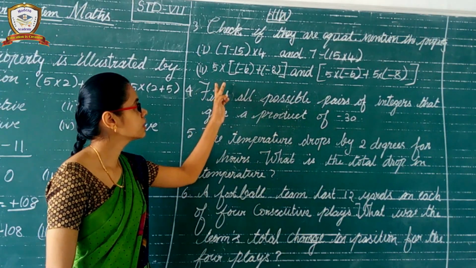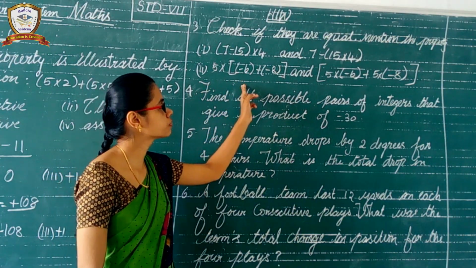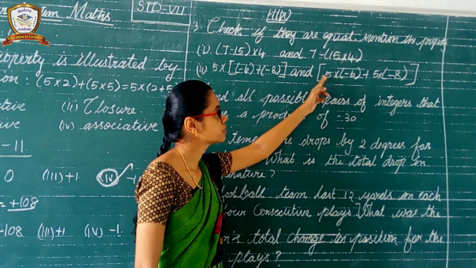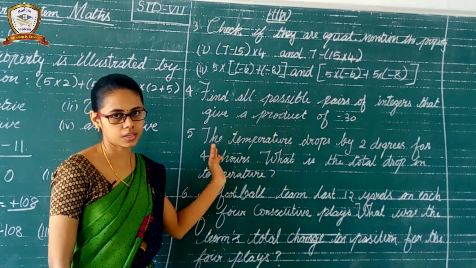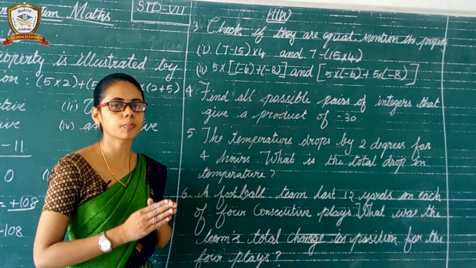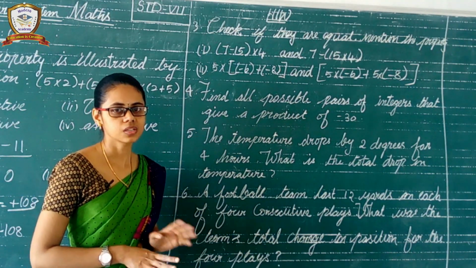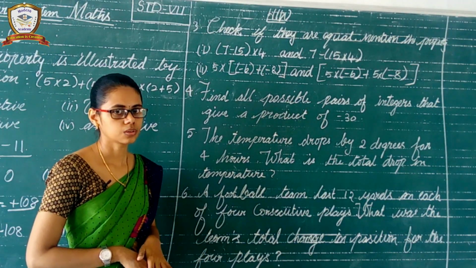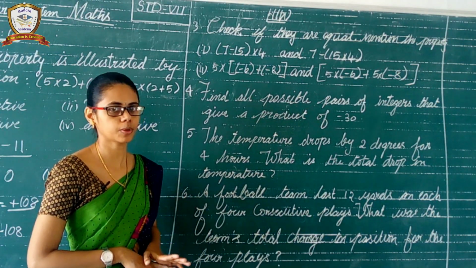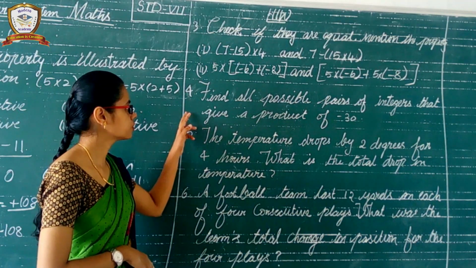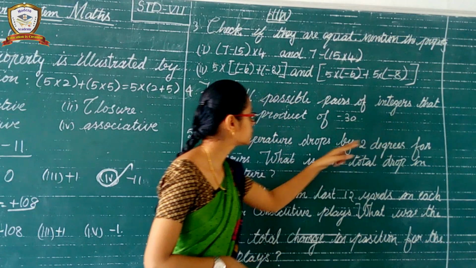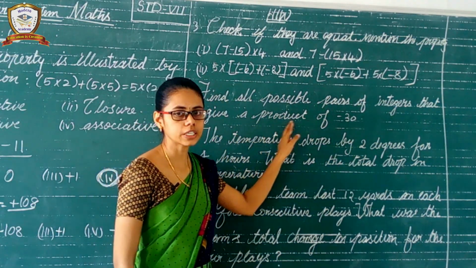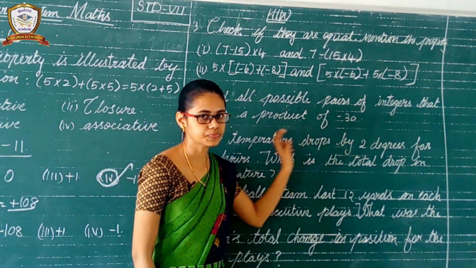If they are equal, we have to mention the property name. Okay, see the first question. 7 minus 15 multiplied by 4 and 7 minus of 15 multiplied by 4. So check whether it is equal or not. If equal, we have to mention the property name. If not equal, no need to mention the property. Okay, only if equal we have to mention the property name. Okay, next, fourth one. Find all possible pairs of integers that give a product of minus 30.